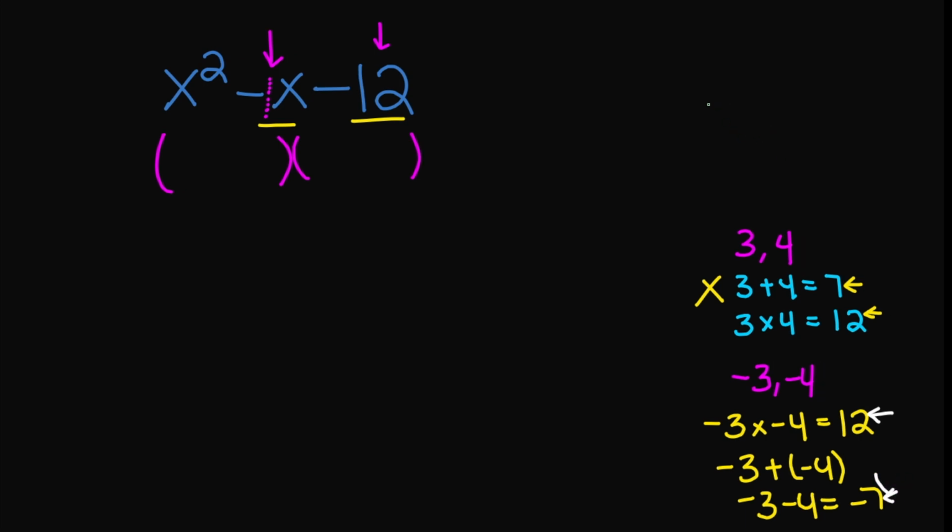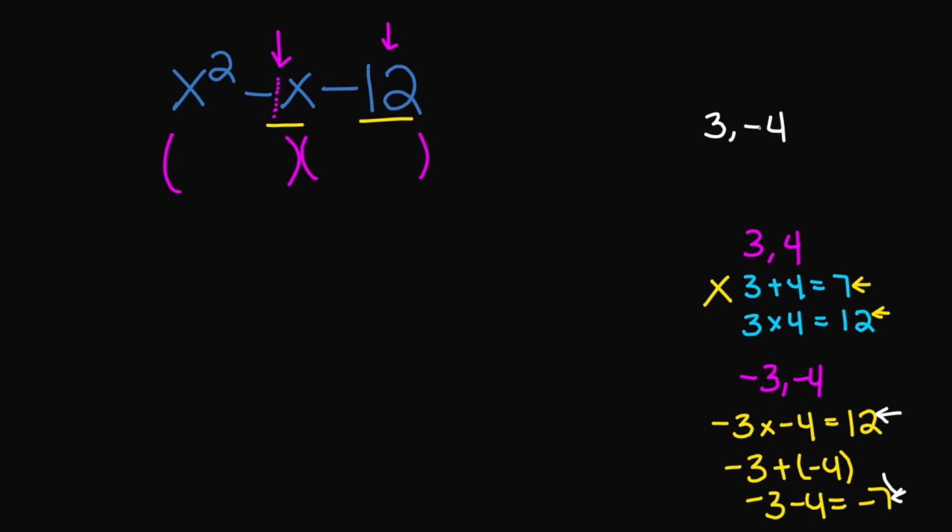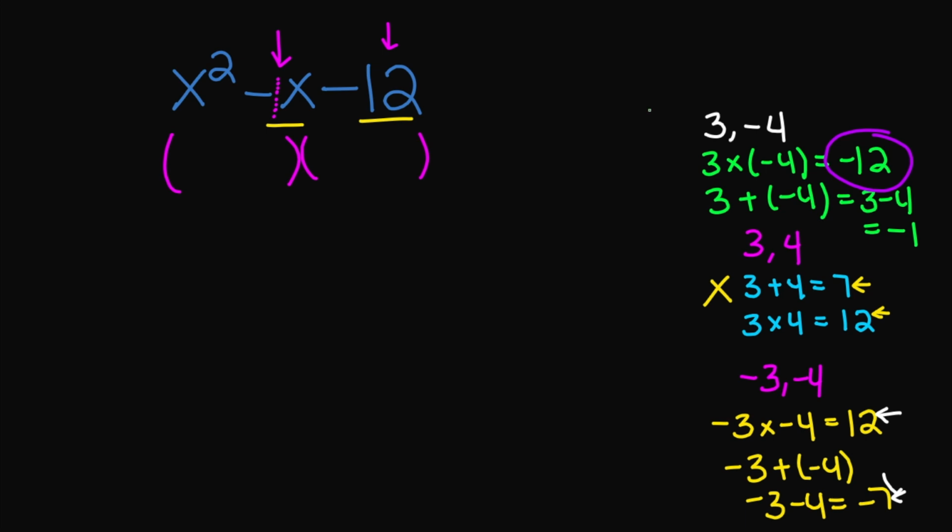So now let's try a positive 3 and then a negative 4 to see. So if I have 3 and a negative 4, so we have 3 times negative 4, this is going to give me negative 12. Now we're going to add. So 3 plus my negative 4. So this is going to equal 3 minus 4, and 3 minus 4 equals negative 1. So as you can see, I have my negative 12, which is what we have here, and then my negative 1, which is what we have here.